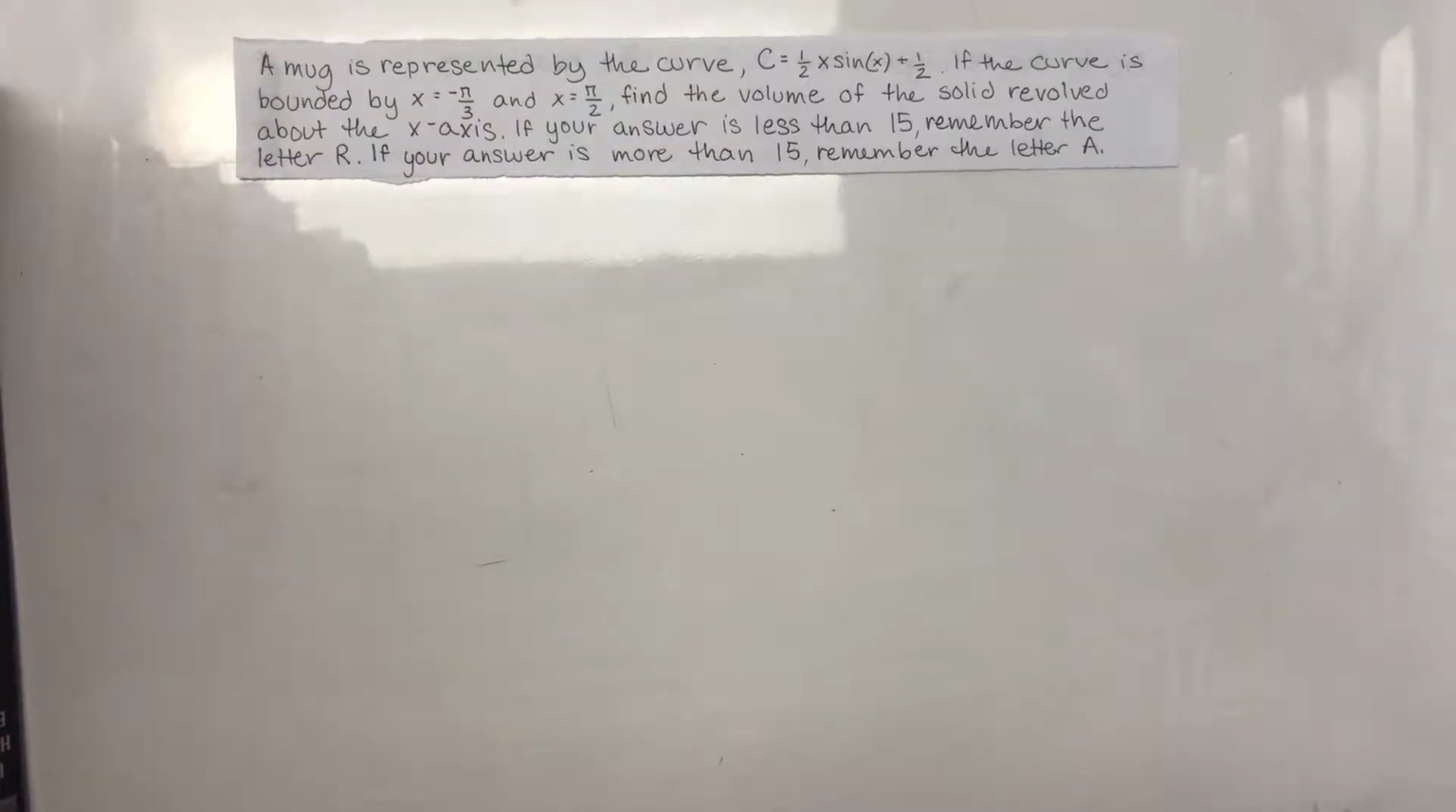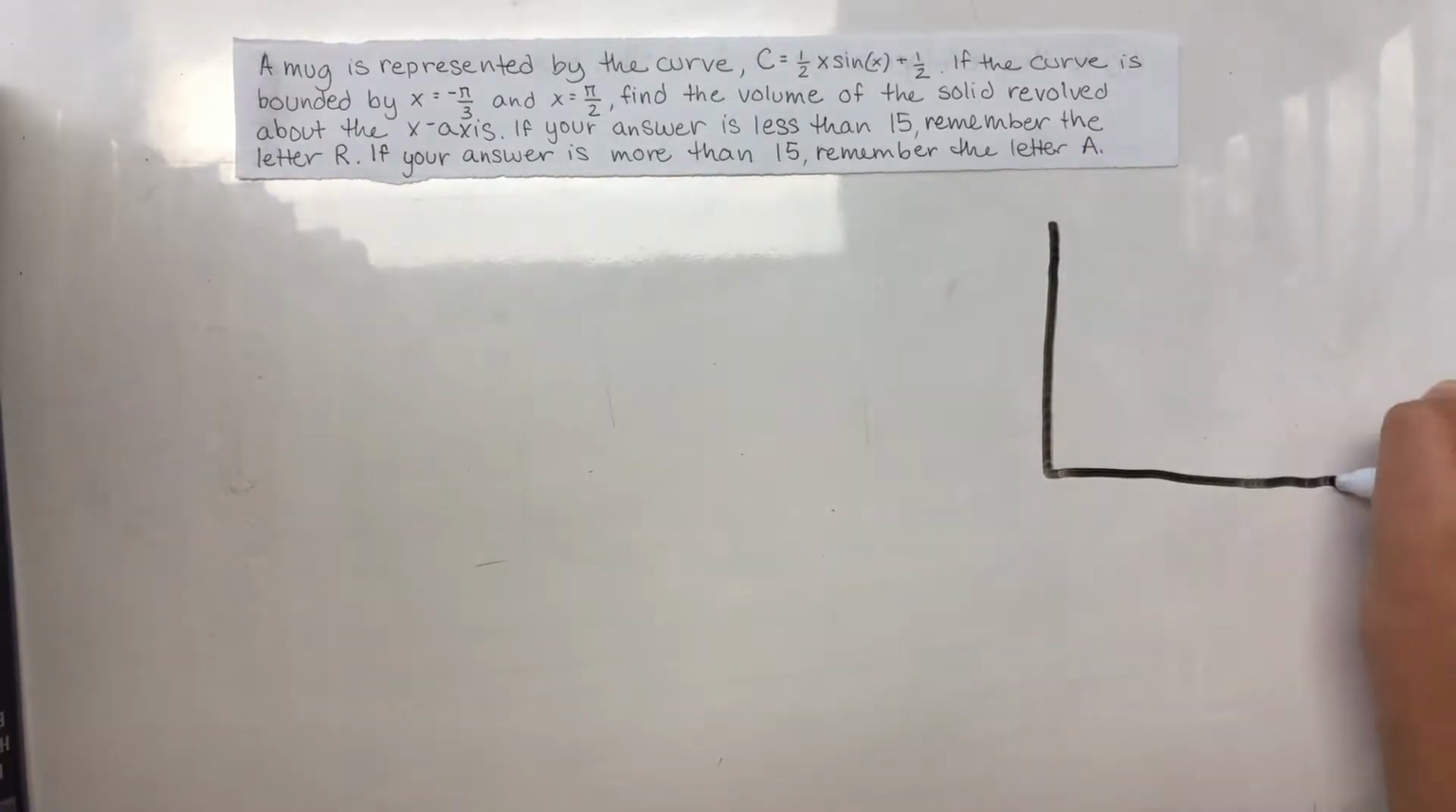A mug is represented by the curve c equals 1/2 x sine x plus 1/2. If the curve is bounded by x equals negative pi thirds and x equals pi over 2, find the volume of the solid revolved about the x-axis. If your answer is less than 15, remember the letter R. If your answer is more than 15, remember the letter A.